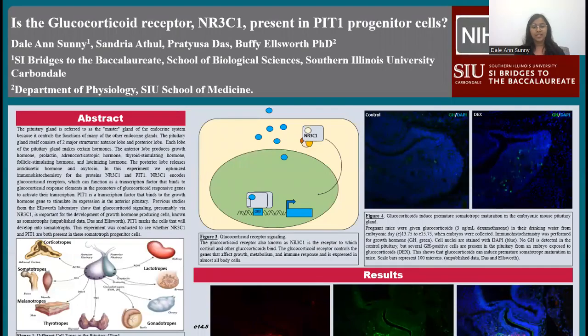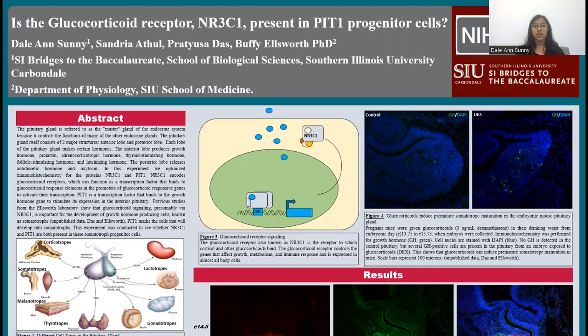Hello, everyone. My name is Dale Sunny, and I am a part of the SI Bridges program here at Southern Illinois University, Carbondale. I work in the physiology department, and my topic of research was: is the glucocorticoid receptor NR3C1 present in PIT1 progenitor cells?